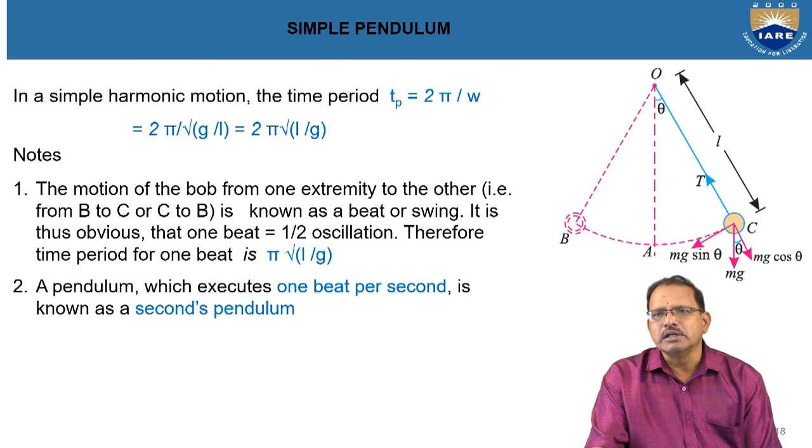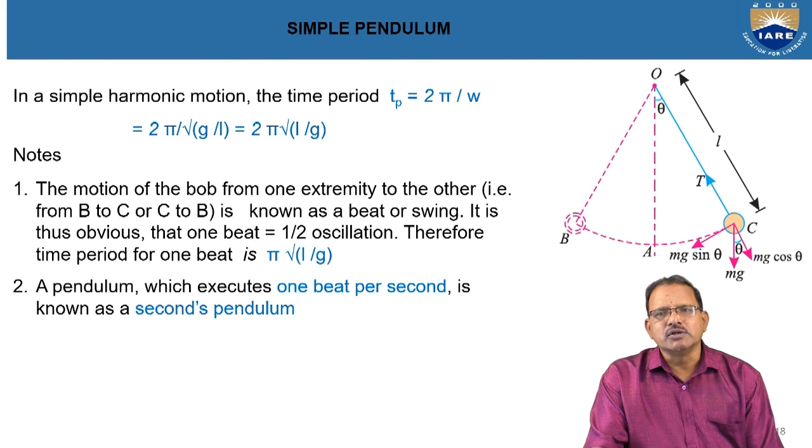So, some important points here. The motion of the bob from one extreme position to the other, that is according to this figure, from C to B position, is known as a beat, or it is also called a swing. That is equal to half of the oscillation. Therefore, the time period for the beat is just half of the time period, which is equal to pi under root of L by g.